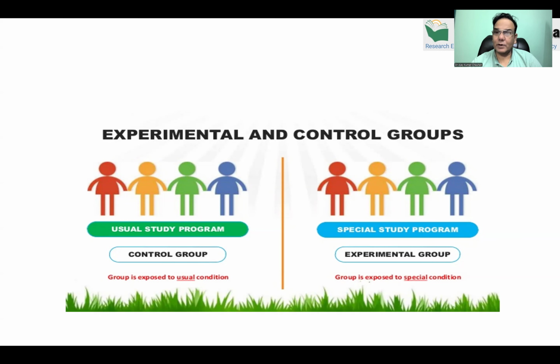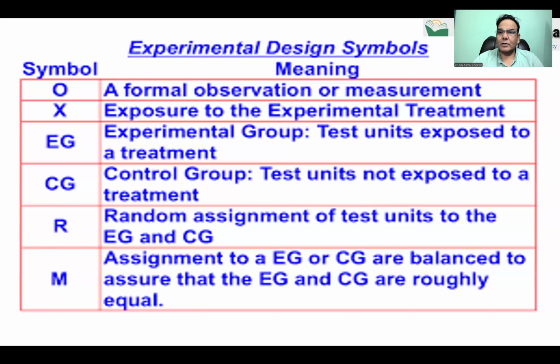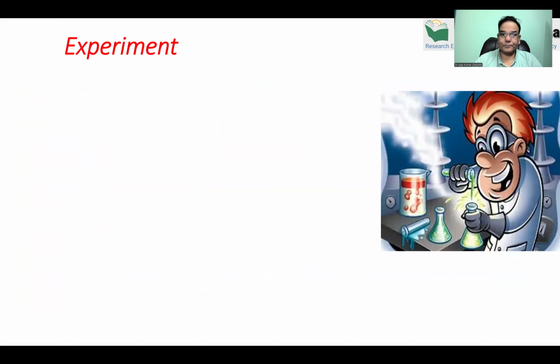Whether to keep a control group or not depends on the area or the experiment. In pharmaceutical, there may not be any control group because you are trying different drugs and finding the best drug, the best combination. As I already explained, these symbols: O means measurement, X means experiment; experimental group, control group, randomness, and measurement. Balancing of the different groups: all the groups must have the same number of units.